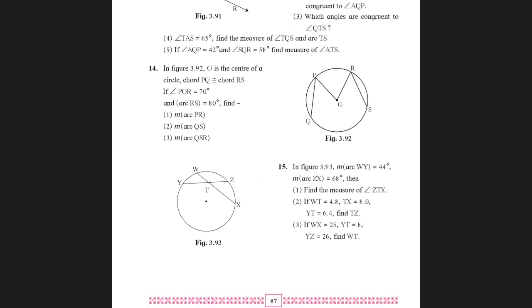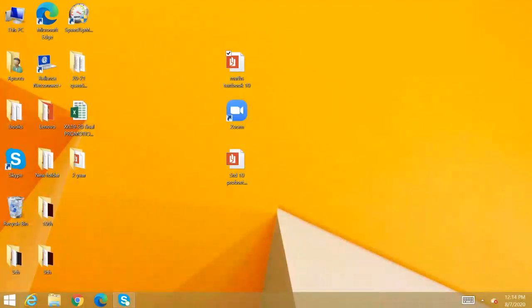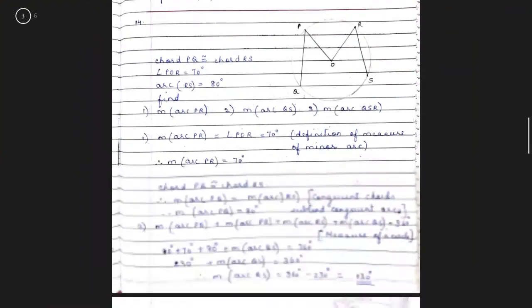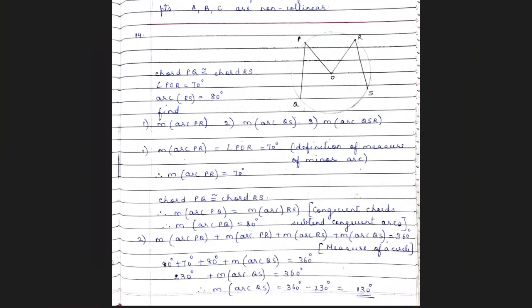In figure 3.92, O is the center of a circle. Chord PQ is congruent to chord RS. If angle POR equal to 70 degrees and arc RS equal to 80 degrees, find measure of the arc PR, measure of the arc QS, and measure of the arc QSR. Now this is question number 14. So here, chord PQ is given congruent to chord RS. Angle POR is 70 degrees, arc RS equal to 80 degrees.